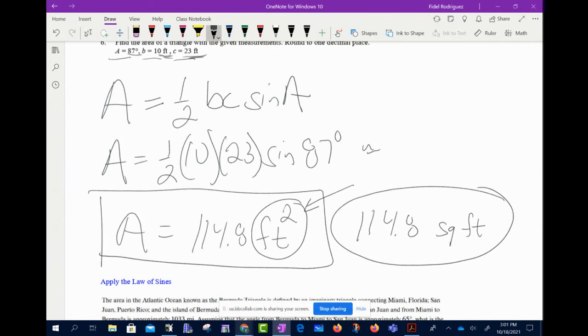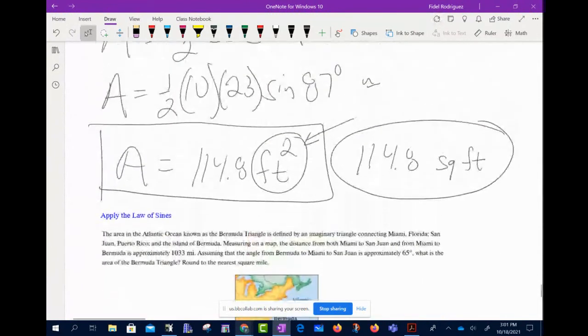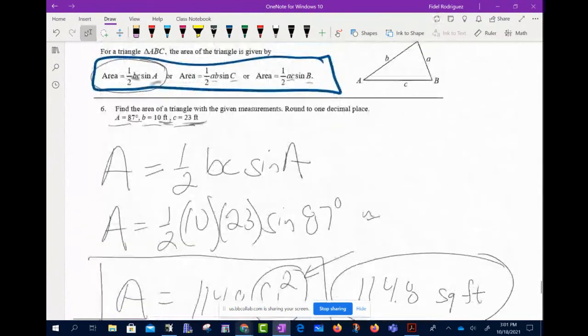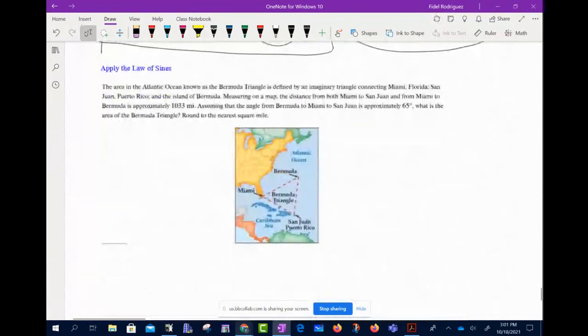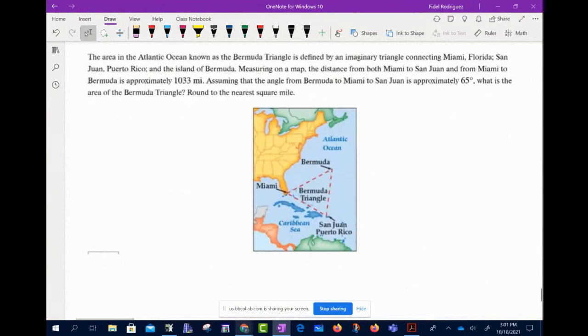Okay. So let's take a look at the next problem that we have here, and we're going to see if we can do the same kind of thing in this problem. So first thing it tells me, we're talking about the area. So that tells me, hey, you know what? I'm probably going to use one of those formulas right up there. So let me zoom in a little bit so we can kind of get an idea of what's happening.